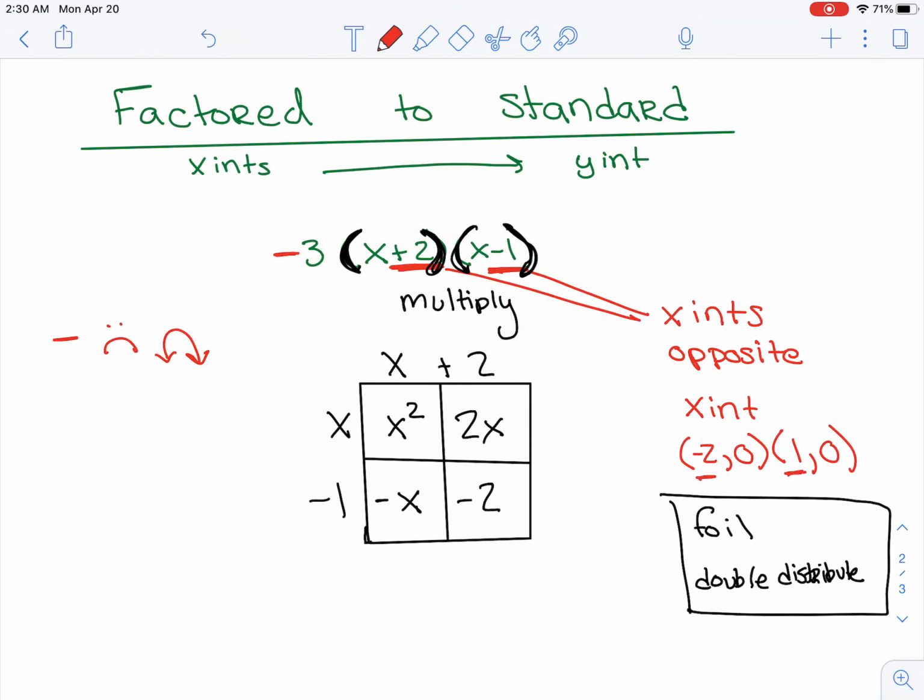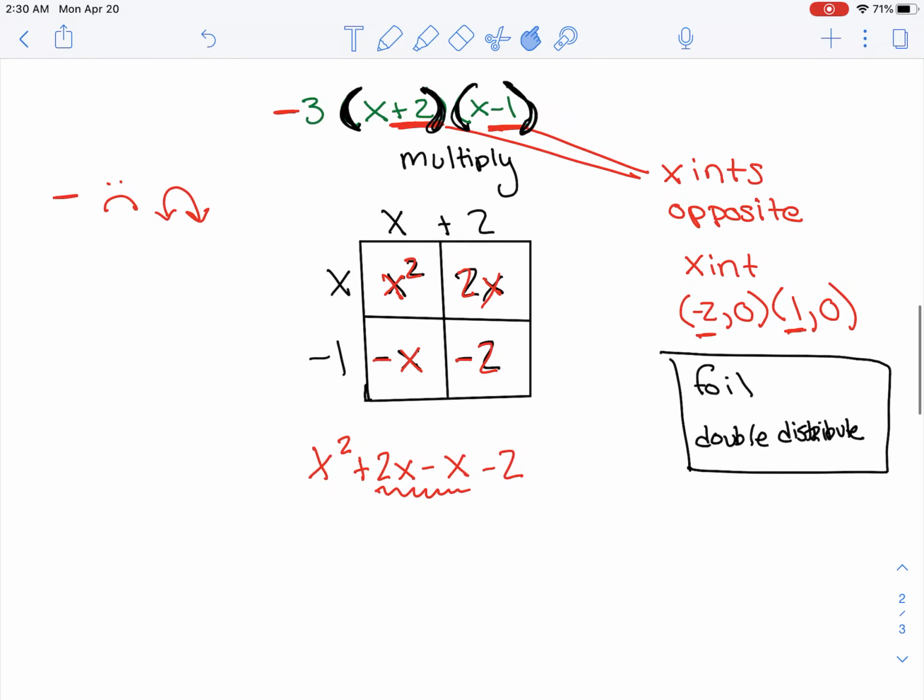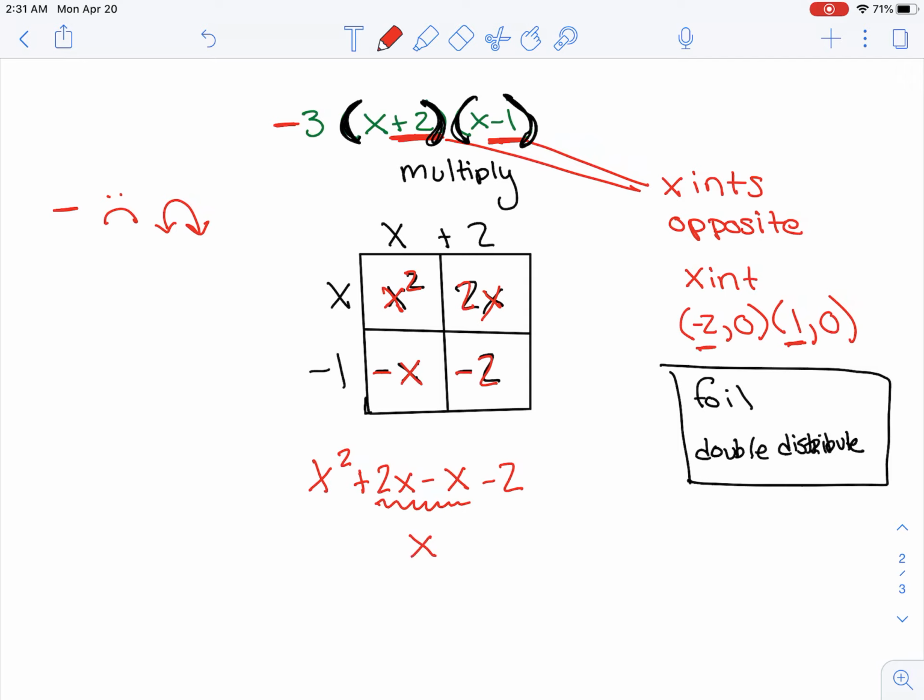So, when I go to pull out of the box, I'm going to add. This is like adding to my family. I get x squared plus 2x minus x minus 2. Notice that when it didn't have a sign, I put a plus sign. When it did have a sign, I put that negative sign. Now this is not in standard form yet, because those two things right there can combine. So 2x minus x gives me an x.